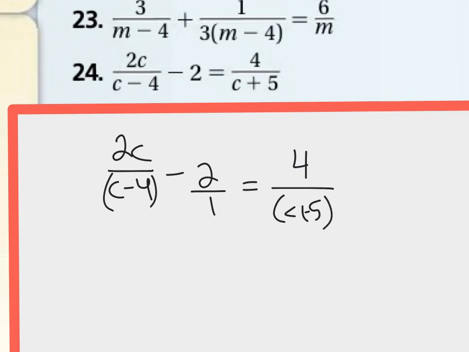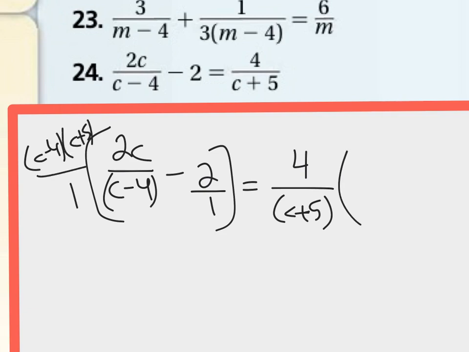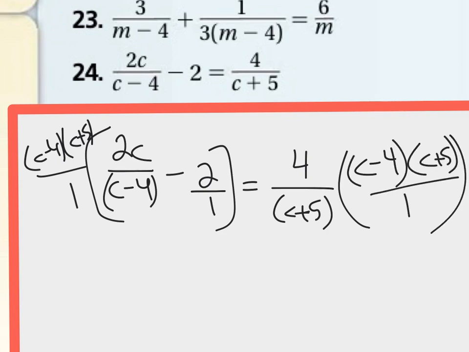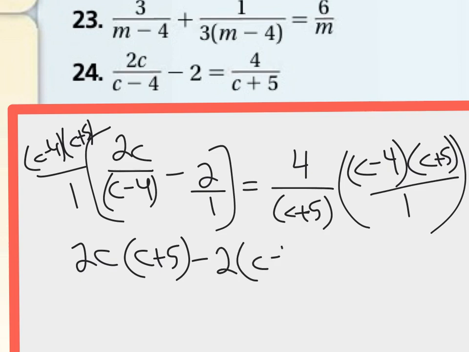So for this one, we need to multiply by c minus 4 and c plus 5 on both sides. On the left side, if you can imagine, if you distributed that, the c minus 4s would cancel, and this first part would leave us with 2c times c plus 5. Again, if this is too much to think out, you can just distribute it and not skip a step. It's probably safer. The second part, nothing would cancel.